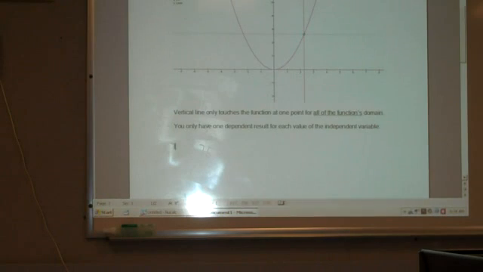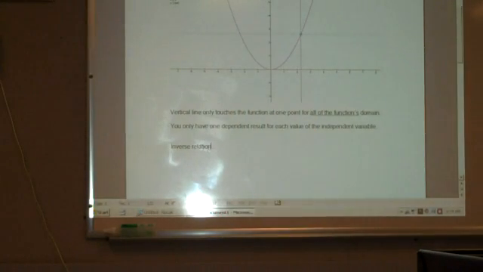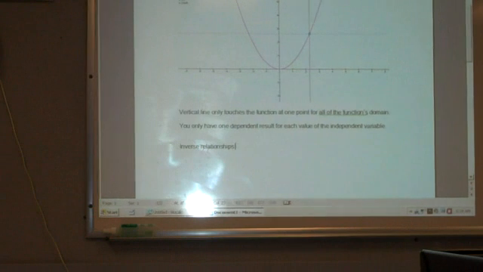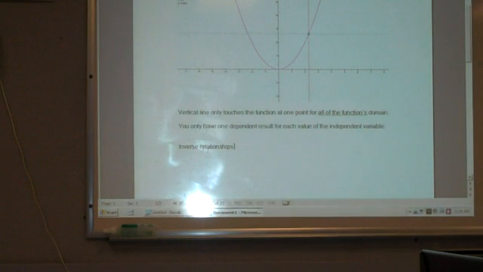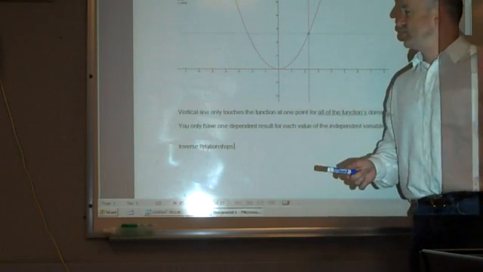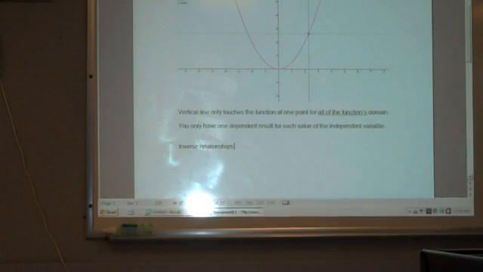The first thing I'm going to talk about real quick is inverse relationships. This doesn't just represent a function. This represents a relationship between x's and y's. And that relationship is, whatever the x is, you square it to get the y. A function is a specific type of relationship between two variables.